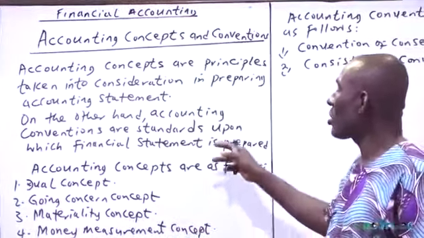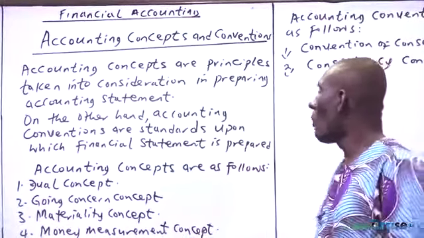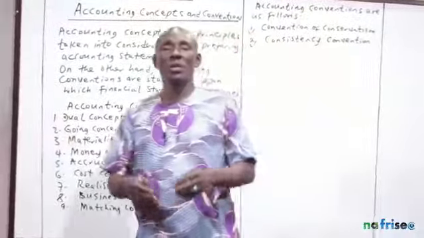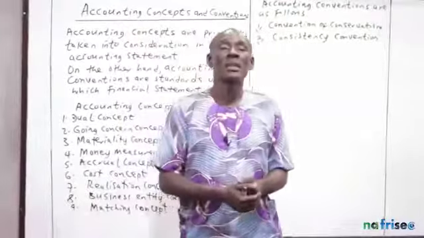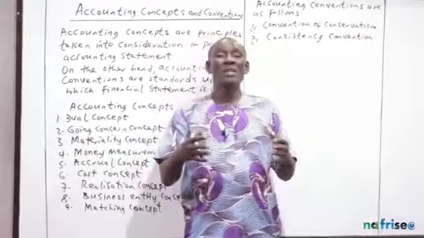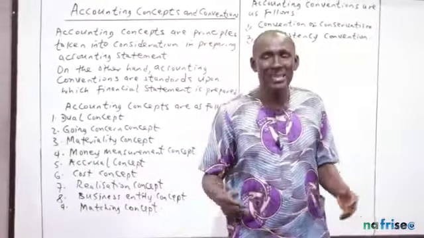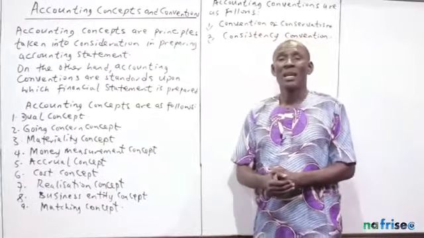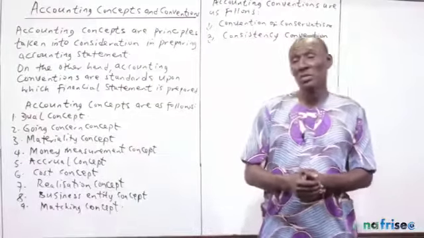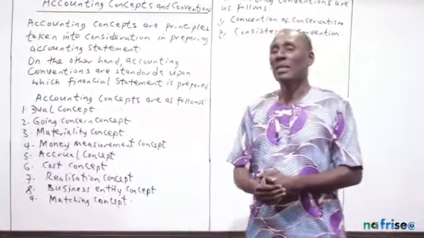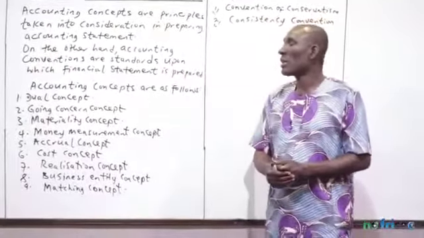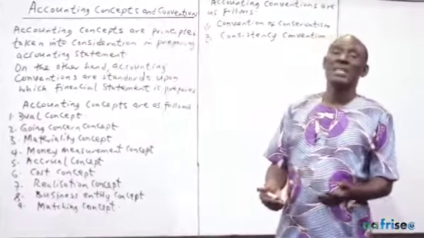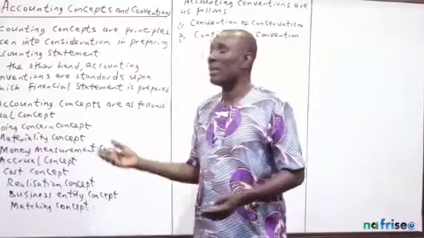On the other hand, accounting conventions are standards upon which financial statements are prepared. Because when any financial report is given out, it must be based on a particular standard. If such standards are not adhered to, then it is not a proper accounting statement or financial statement, as the case may be.